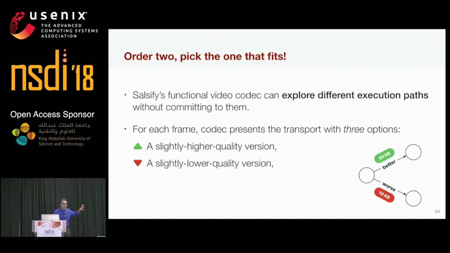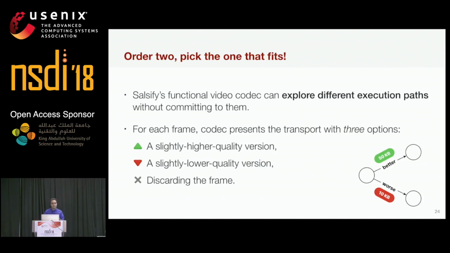So what the codec does here is that it provides transport with three options. The first option is a version with a slightly higher quality than the previous frame. The second option is a frame with a slightly lower quality than the previous frame. And there is a third option that wasn't available in conventional video codecs: the transport can actually discard the frame. So if the transport realizes that it can't send anything right now, or the network is congested, it has this option to discard the frame. But in the traditional case, if we encode a frame, we are committed to that.